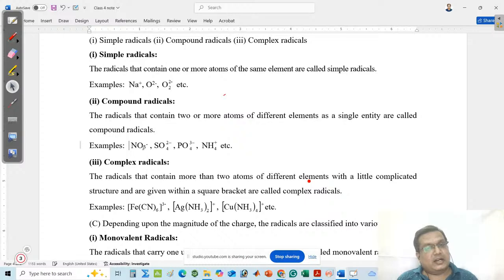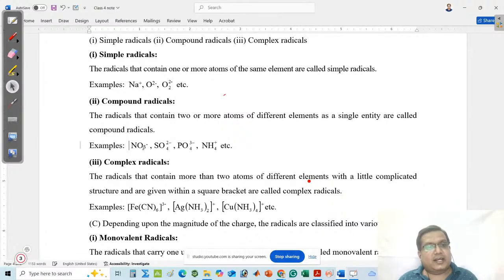There are a total of 4 atoms, and among the 4 atoms, two types of atoms are present. One is nitrogen, another is oxygen. They belong to completely different elements. This is the difference between simple radical and compound radical. A simple radical is made by one or more atoms of the same element. A compound radical is made by two or more atoms of different elements. Different means we need at least two. Same means you can form it with one atom, but different means at least two.